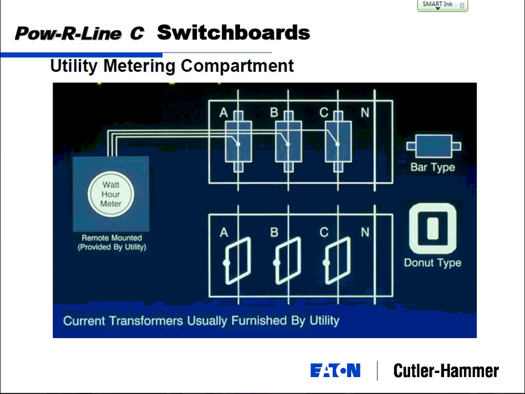We've got two types of CTs: a donut type, where the donut basically goes around the bus bar, or the bar type, where we make A phase with a big hole in it, and bolts on both sides, and the utility comes in, and they bolt a bar CT on each end of there to complete the circuit. Once they get their CTs hooked up, then it just leads out to wherever their watt-hour meter needs to be located.